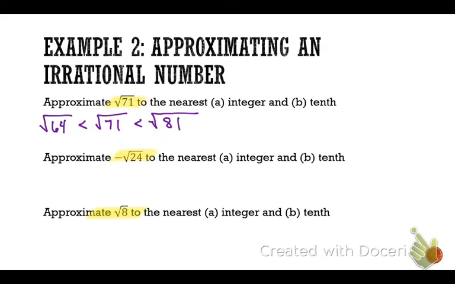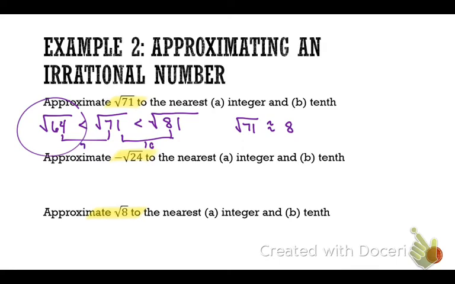Well, 71 to 81, this part you can do mental math, but I'm just showing you. This is 10 units away. 64 to 71, how many units is that away? Not 5, but 7. It's only 7 away from 64. So it is closer to 64. So you will say the square root of 71 is approximately 8, because it was closer to 64, and the square root of 64 is 8.